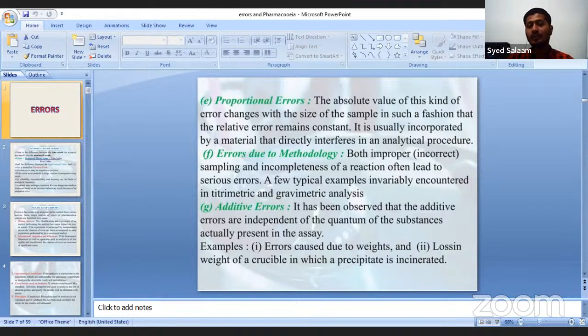Even when you are analyzing or testing something, you need to do a parallel test, not just a single one. At least 2 to 3 tests have to be performed to identify or eliminate the errors. Next, standard addition: whatever molecules or reagents are taken have to follow the standards.